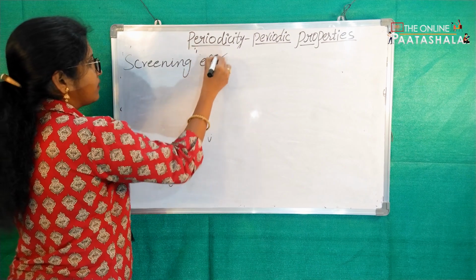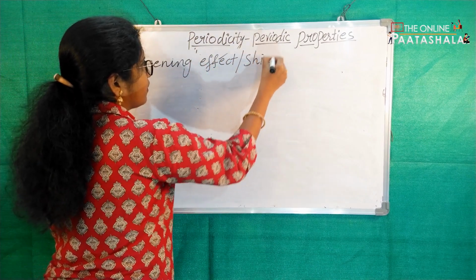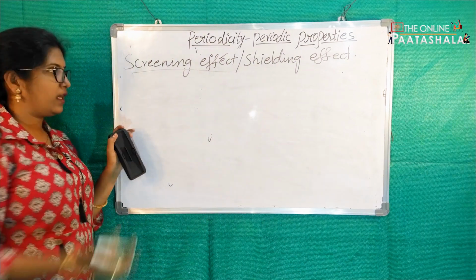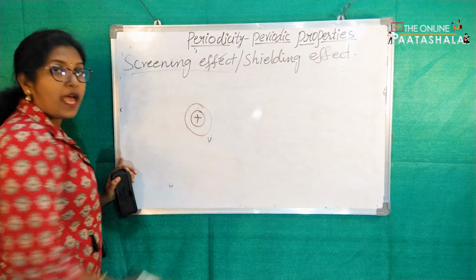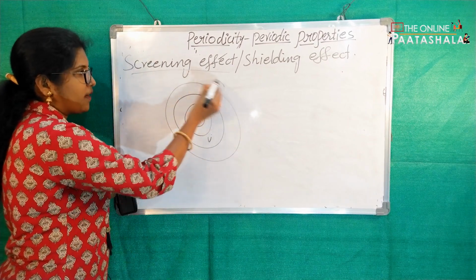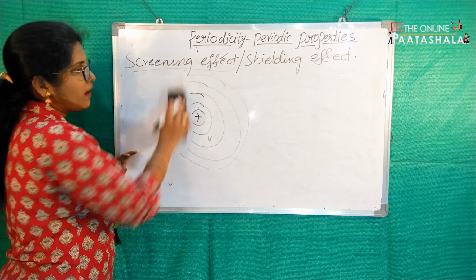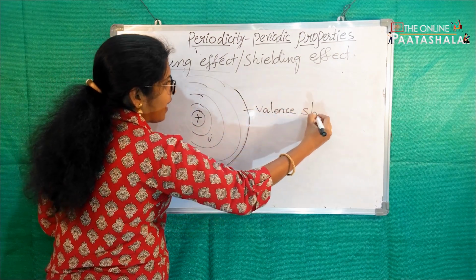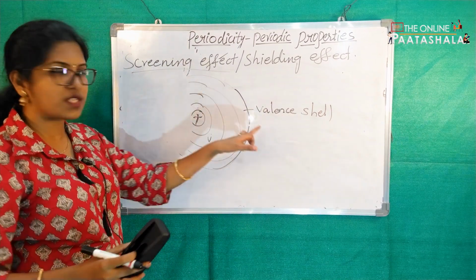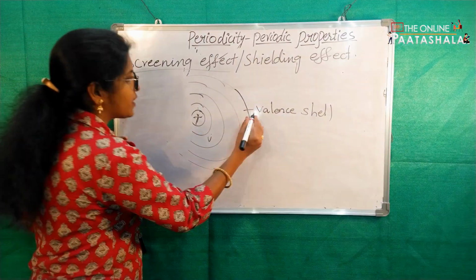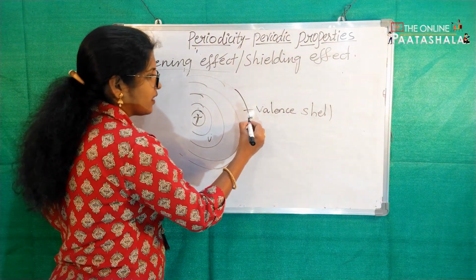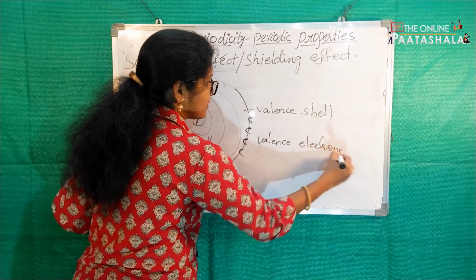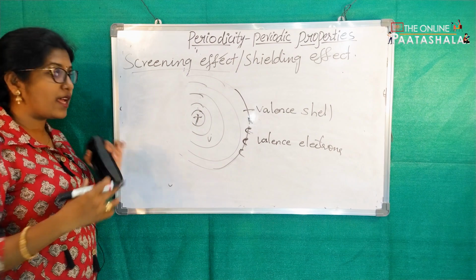Screening effect or shielding effect. See, you know that at the center you have a nucleus. Around the nucleus the shells are present, and the last shell you will call the valence shell. The center is the nucleus and the outermost shell is the valence shell. If electrons are present in the valence shell, they are known as valence electrons.